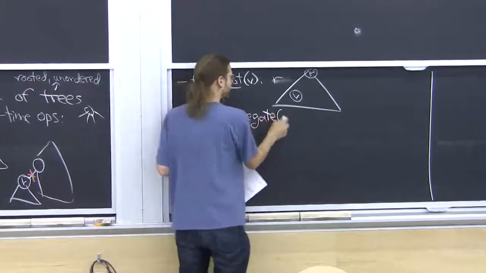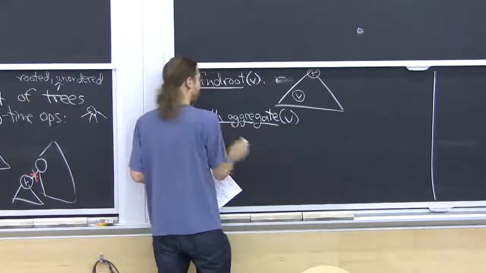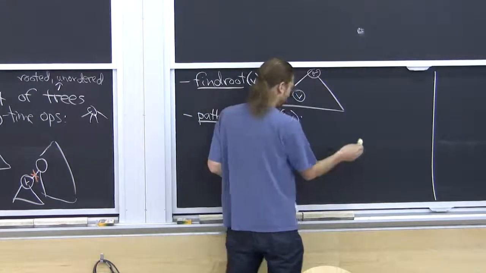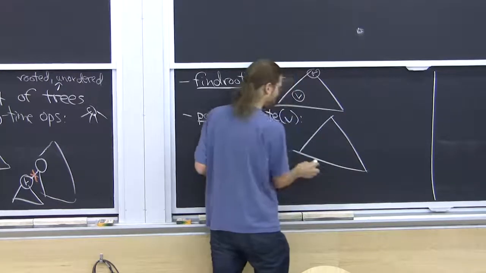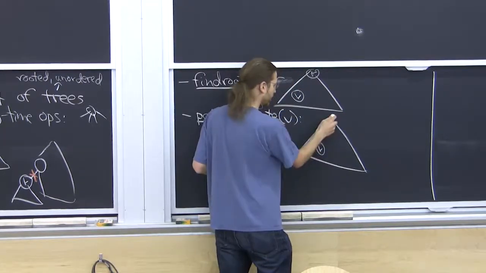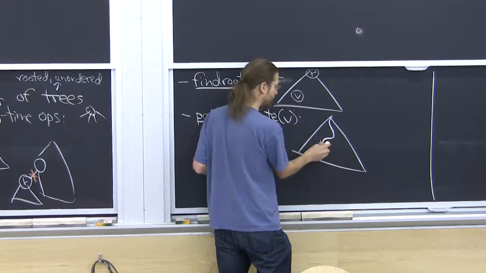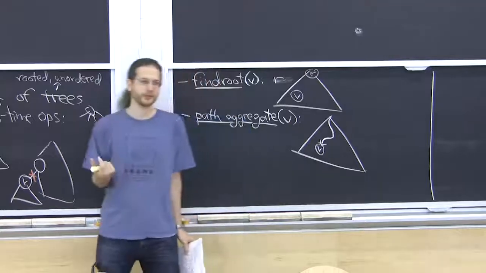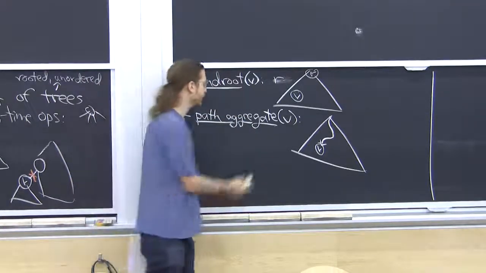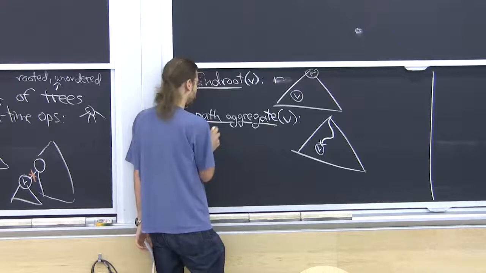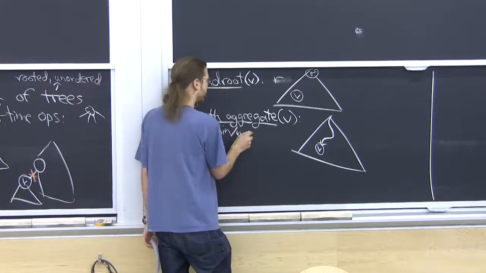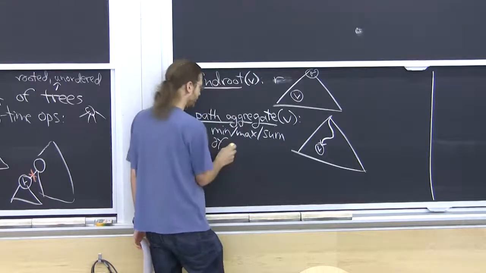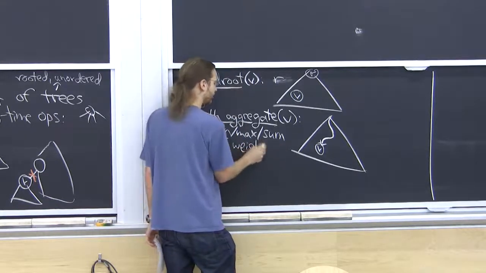something called path aggregation. This is kind of the essence of why link cut trees are cool. Let's suppose you have a tree, you have a vertex v. There's a root to v path. And let's suppose that every node or every edge, doesn't matter, has a weight on it, just some real number. Then path aggregation can do things like the min, or the max, or the sum, or the product, or whatever, of weights on that path.